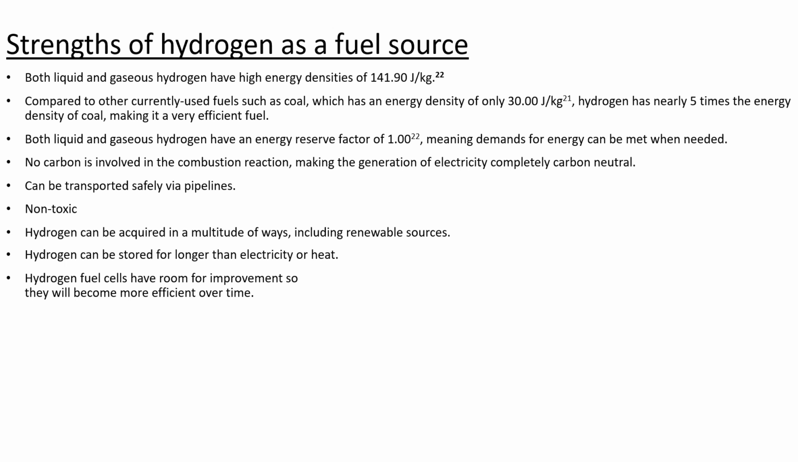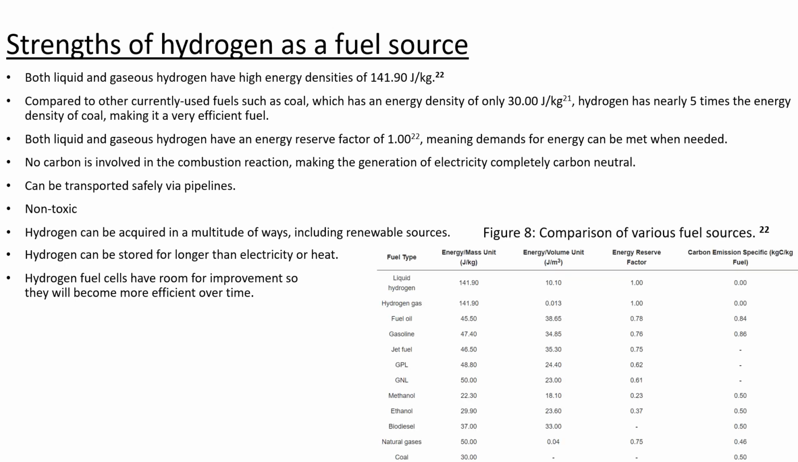Using hydrogen as an energy source has many benefits. One such benefit is that it has a very high energy density of 141 joules per kilogram, compared to that of coal, which is a very commonly used energy source, which only has 30 joules per kilogram of energy. This means hydrogen is nearly 5 times as energy rich, and so it's more efficient to use hydrogen as an energy source than it is to burn coal.